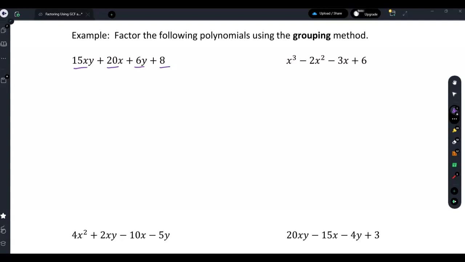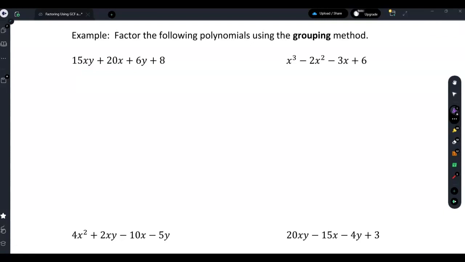Other than the first term, the rest of them I could factor out a 2, right? The first 2 terms I could factor out an x. On these 2 terms, I could factor out a y. But there's actually not any GCF in all 4 of these terms. So I would always check that first, but in this case, I can't factor out a GCF.